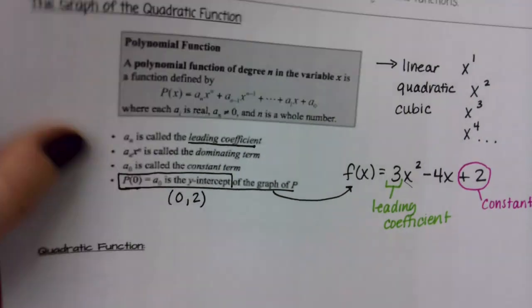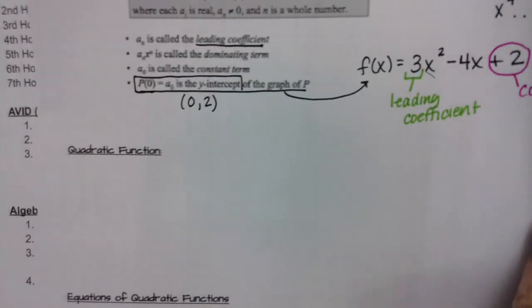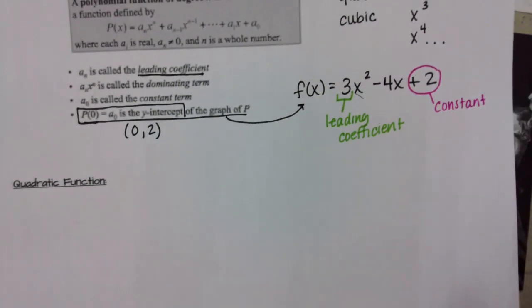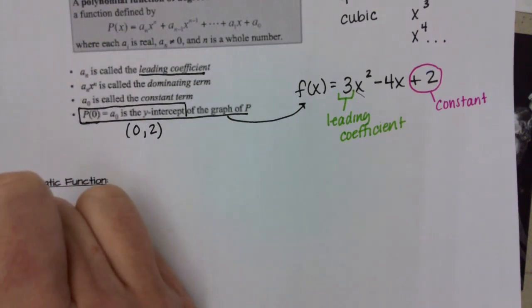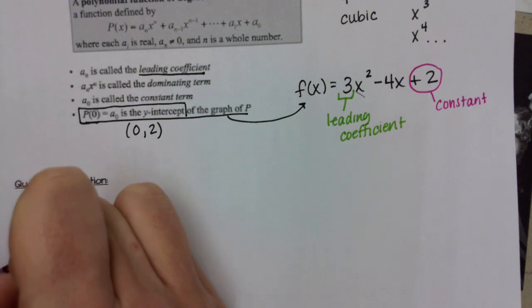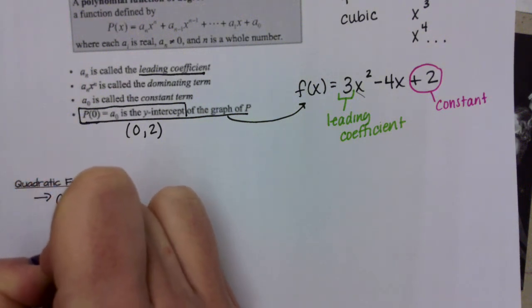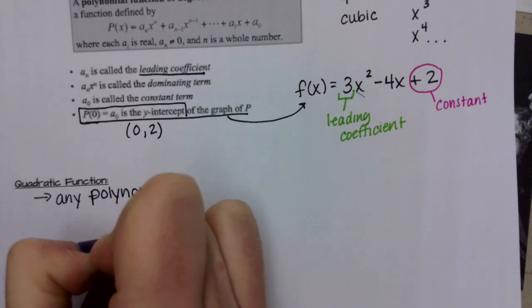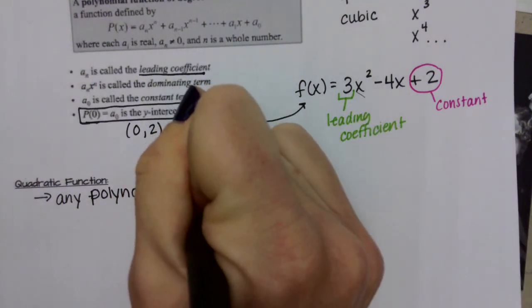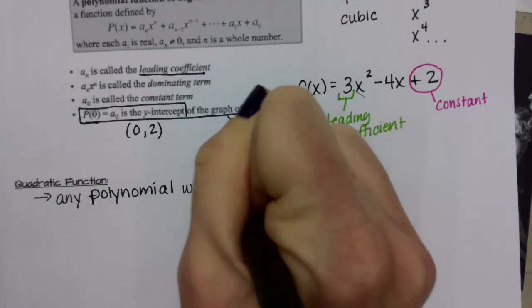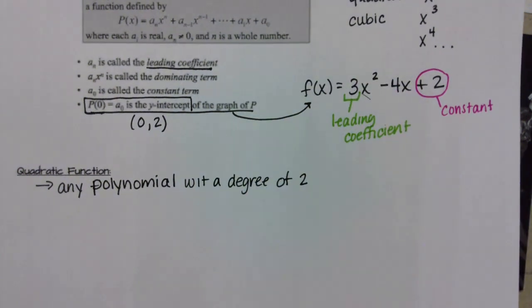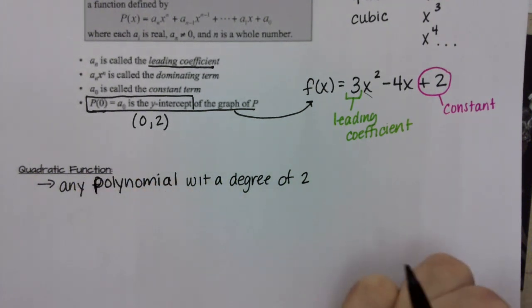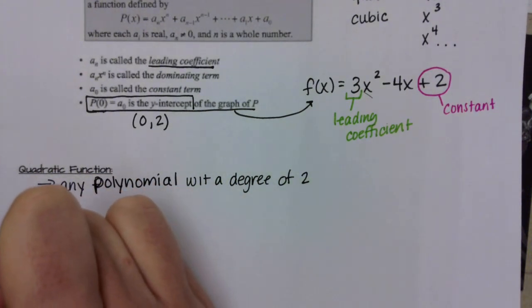So today we are talking specifically about our quadratic functions. Remember, a quadratic would be any polynomial with a degree of 2. So the highest exponent, the highest power, is going to be 2. These will always make your parabolas.